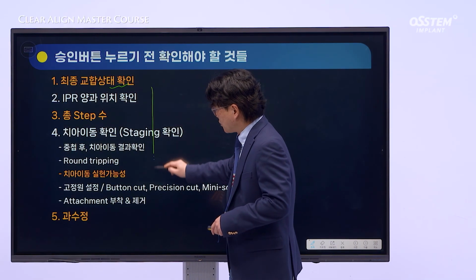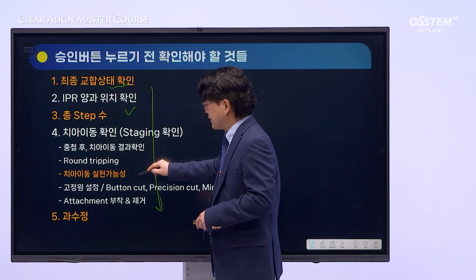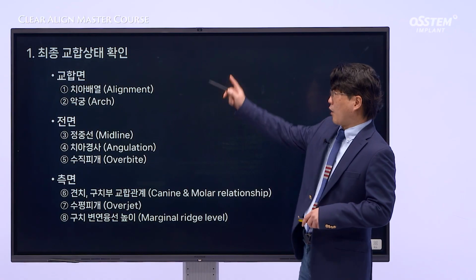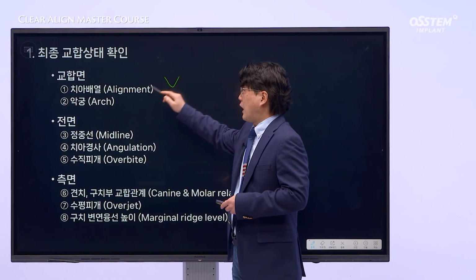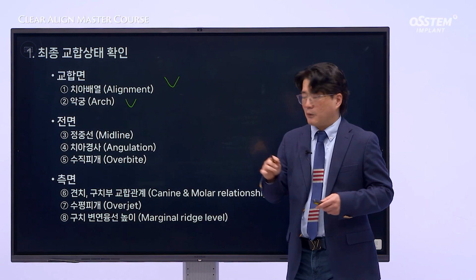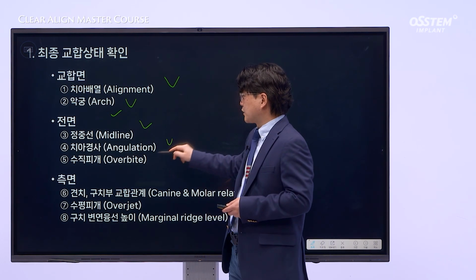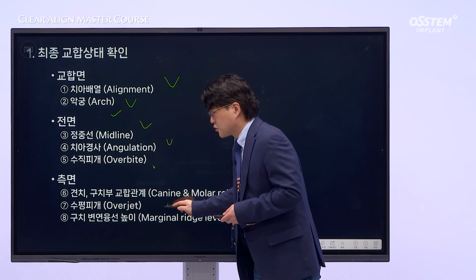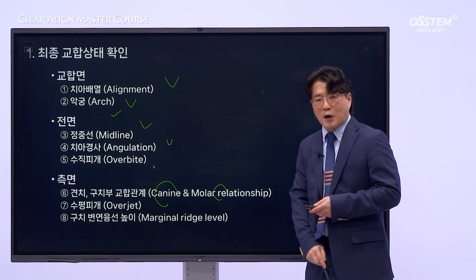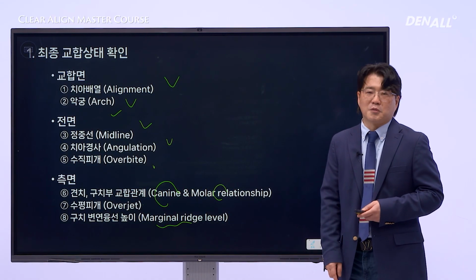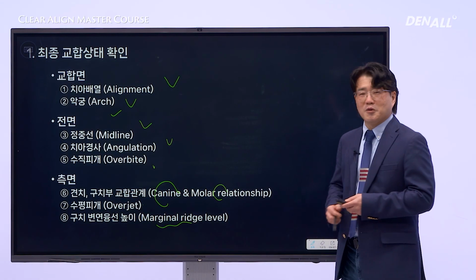As mentioned earlier, we're going to focus on a few things today. First, let's go over the occlusal surface, alignment and arch symmetry, and the degree of expansion. Then from the frontal view, we'll check midline, angulation, and overbite. And from the lateral view, we'll examine the canine and molar relationship. Next, we examine the overjet, marginal ridge level, and any occlusal discrepancies.